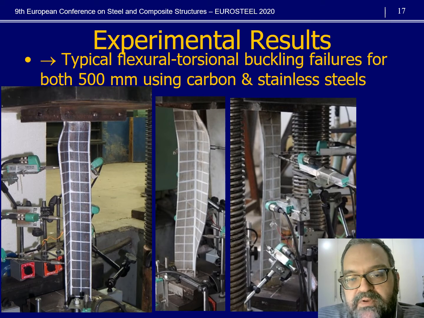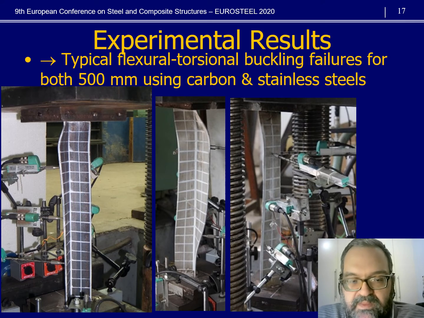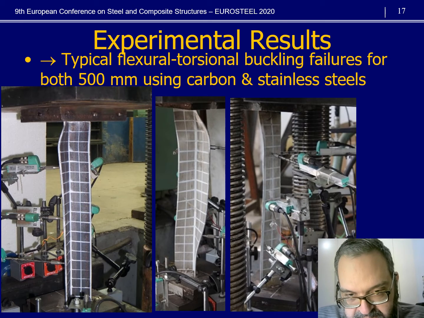These are the typical deformed shapes for the carbon and stainless steel sections with 500 millimeter height, which involve the rotation and the major axis flexural buckling, characterized by the flexural-torsional buckling.